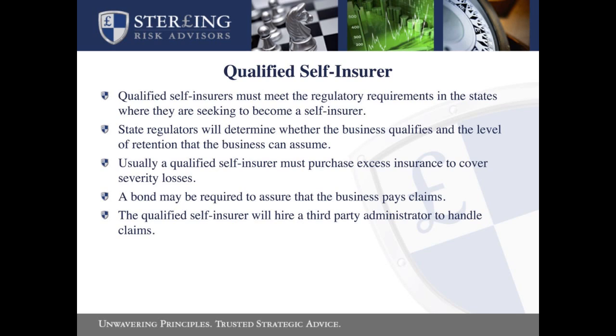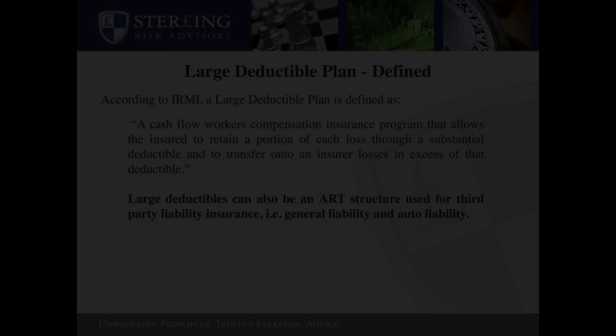Generally, a self-insured will buy some type of insurance for catastrophic losses. The state will require a bond, generally. And the self-insured will hire a third-party administrator. Again, so much of that is based on what the state regulators will allow to be done. But it is a viable alternative risk structure.